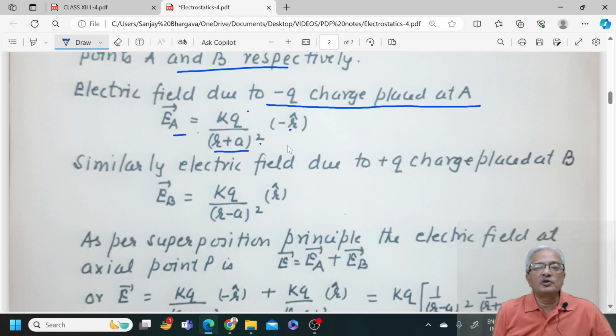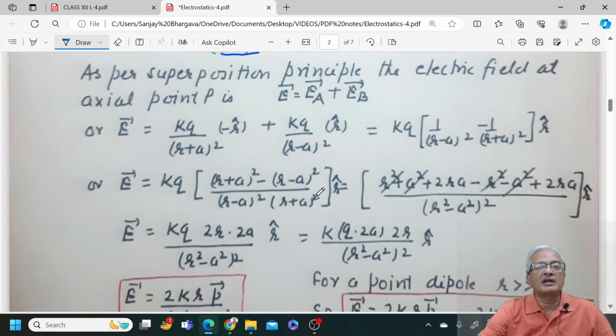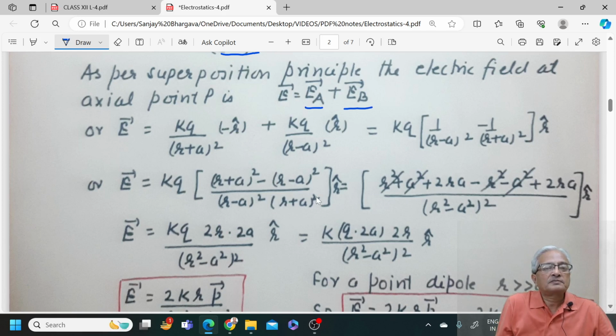Similarly, the electric field due to the positive charge placed at point B can be calculated as kq upon (r minus a) whole square. The direction is away from the positive charge, and that was to the right, so we have the direction given by positive r cap. What does the superposition principle say? The total electric field must be equal to the vector sum of the two fields EA and EB. So E would be equal to the sum of EA and EB.